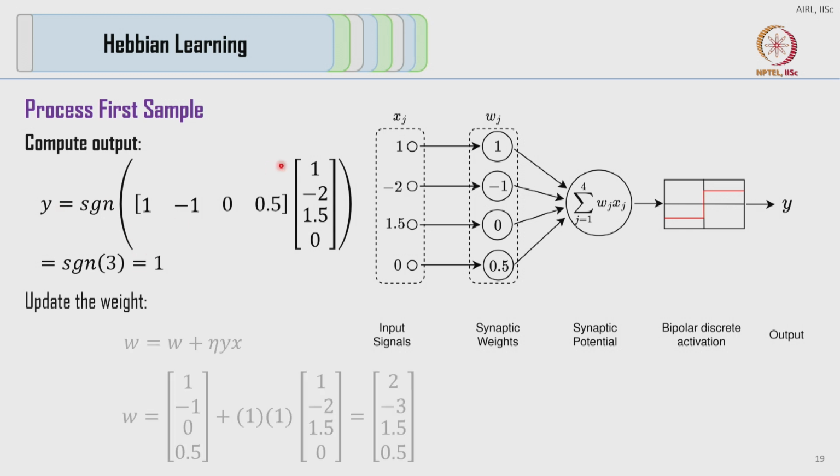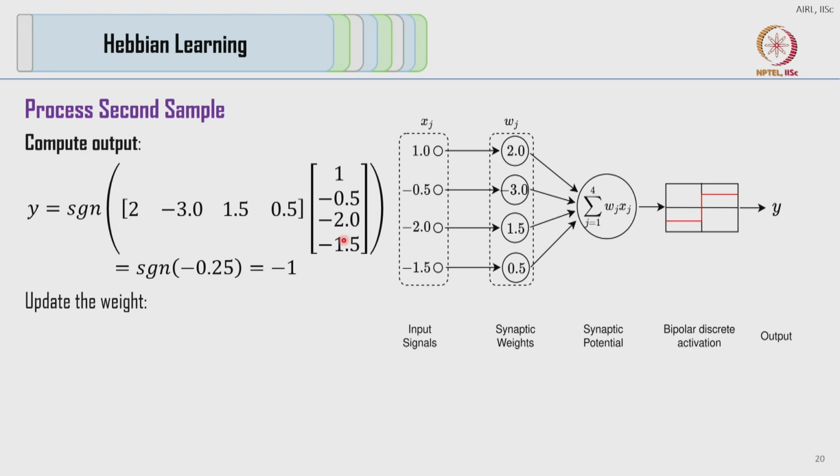Now, what is my update rule? The new weight is the old weight plus eta times y into x. Eta is what we call the learning rate. I am assuming eta to be 1 here to make our life easier, so that we can compute. So, old weight 1 into 1 is 1 plus the x, and that becomes my new weight.